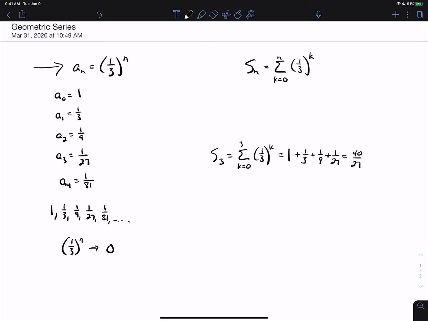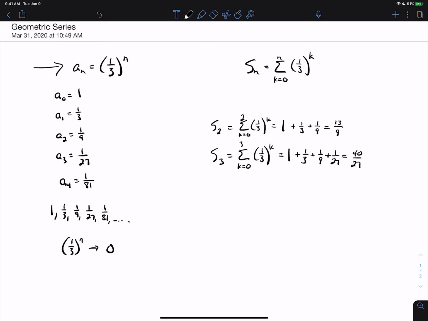So let's go back and do S_2. So S_2 is the sum k equals 0 to 2 of 1/3 to the k. That means, okay, plug in 0 and we get 1. Plug in 1 and we get 1/3. Plug in 2, we get 1/9. We stop at 2 because that's the number on top of the sigma notation. If you add those, you get 13 over 9.